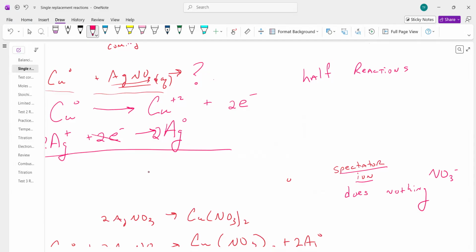Okay, so let's algebraically add these 2 half reactions together. So the electrons cancel because they're equal now. So we've got copper metal plus 2 silver ions gives us copper plus 2 plus silver metal. And then we've got the spectator ion here and here.